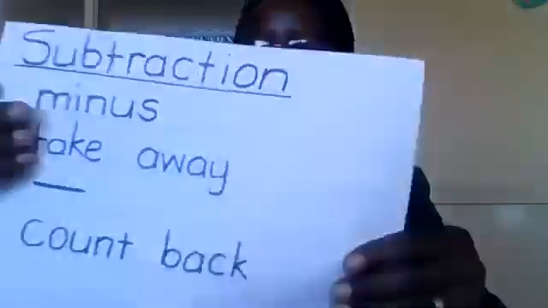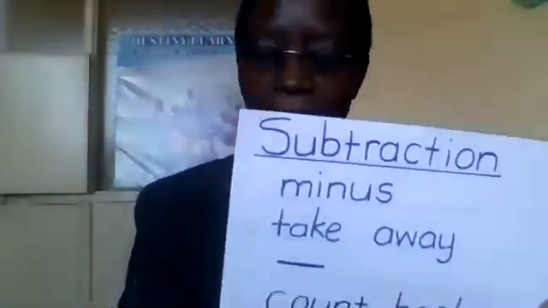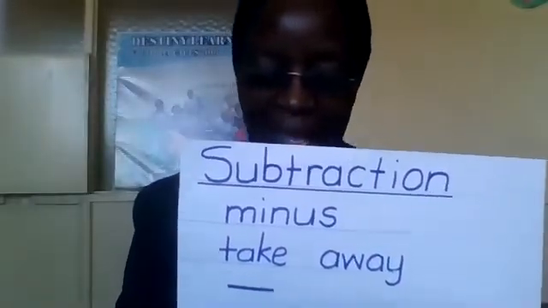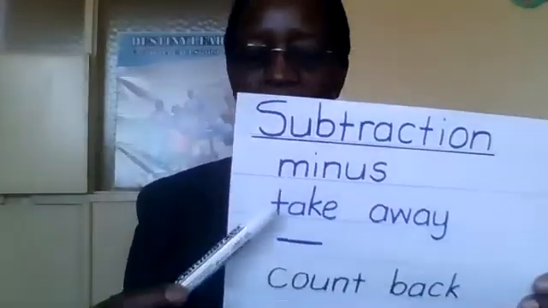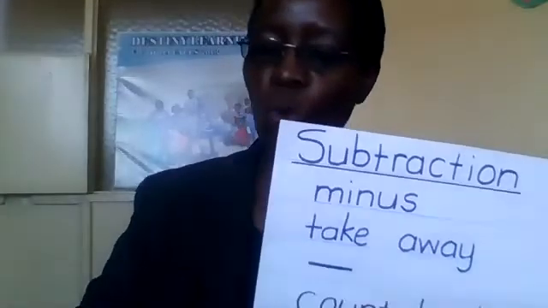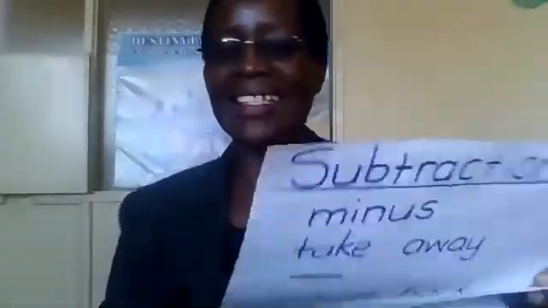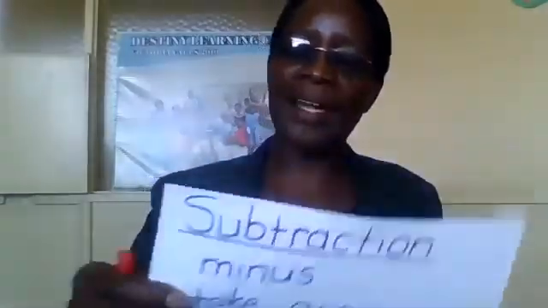So that is how these sums are done. If you are using a ruler, you are simply counting back. So another word for subtraction is count back. When a sum says count back 10, count back 5, you know that you can use a ruler and count back. When you say take away, then you can draw whatever you have to draw there and cancel them. Always know that when we are taking away, our number becomes less and less every time.